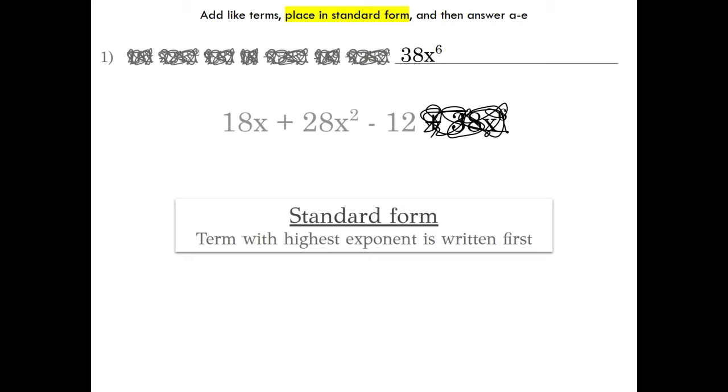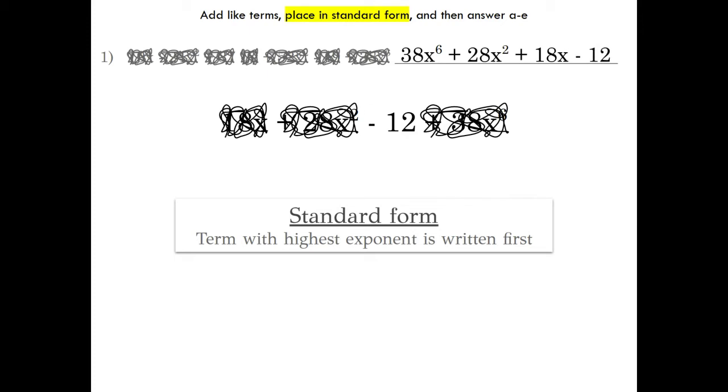The next term with the highest exponent is written next, and then you go in decreasing order. So therefore, the 28x squared, because that has an exponent of 2, is written second. And then coming in third would be the 18x, because this has an exponent of 1, so that's third. And the last one would be the number, the negative 12. It has no exponent, it has no variable, so therefore it's written last.